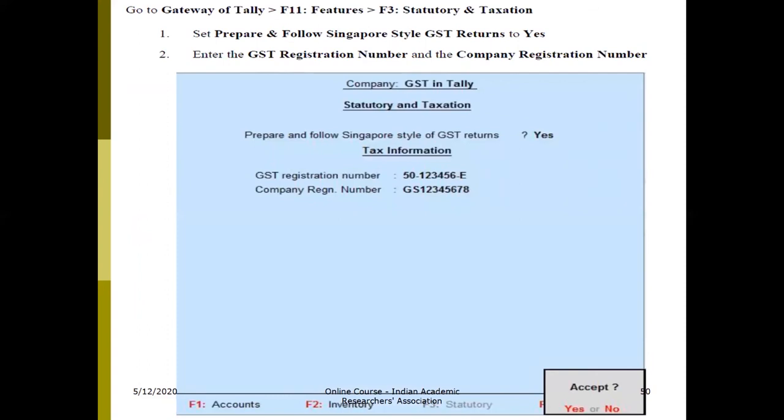Now, in GST accounting, what should we do? We should be acquainted with GST accounting, because if you go to Tally, that is the computerized accounting part, this increases employability. When you learn how to work with GST accounting, you go to the features, that is F11. Then there are three options: F1, F2, and F3. Go to F3, that is statutory and taxation. Then set, prepare, and file GST return, click yes, and then, just like in the picture, you give the GST registration number and the company registration number, and then accept as yes.